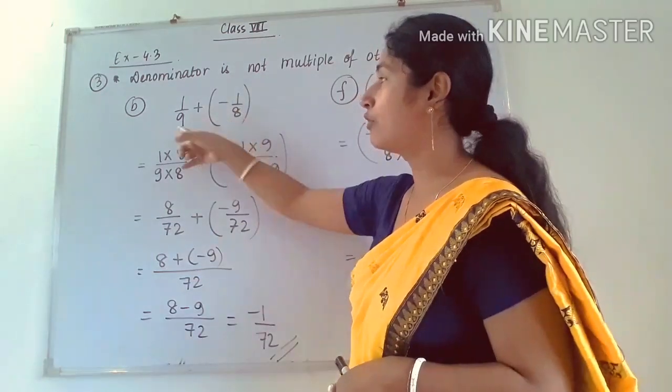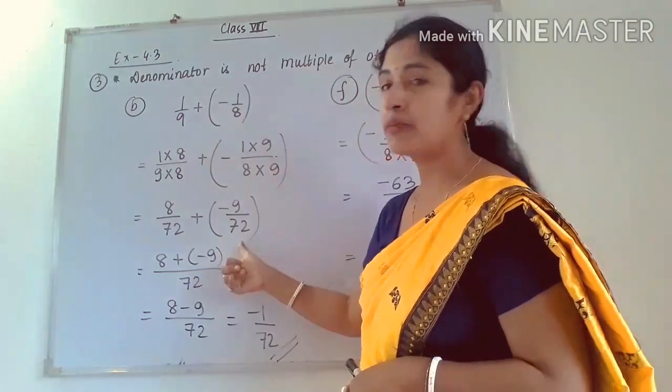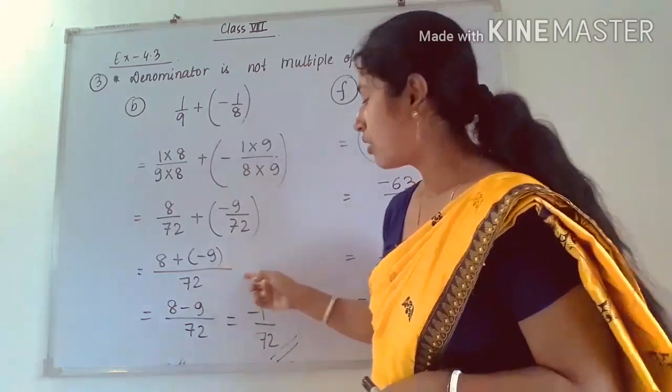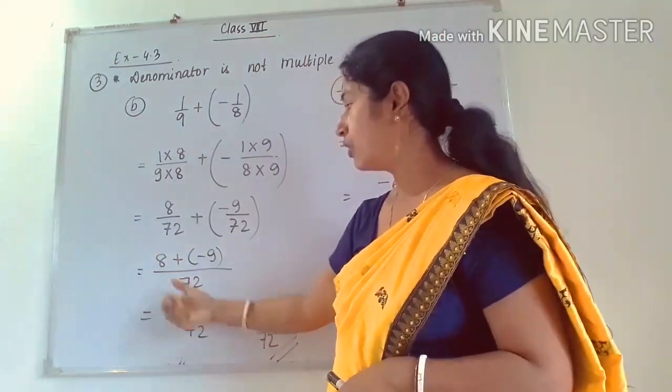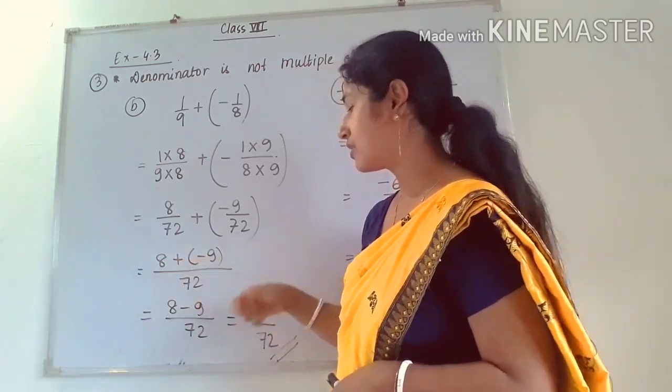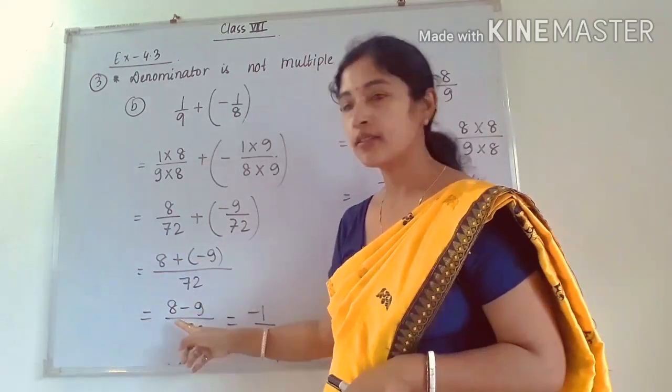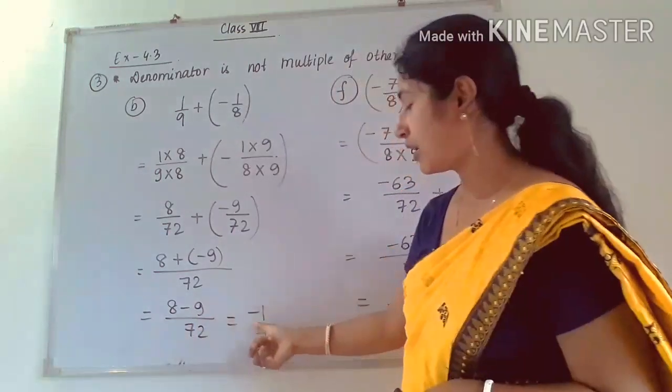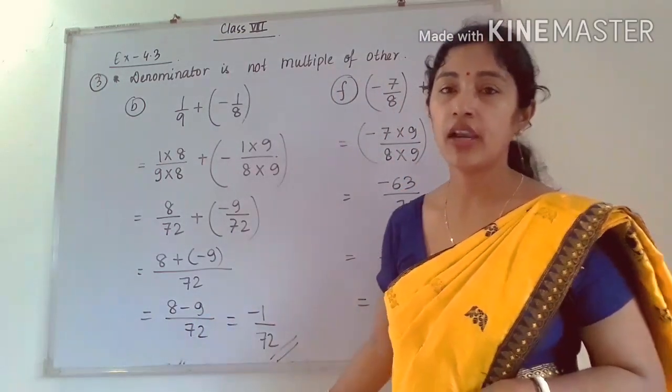Similarly, multiplying 8 with 9, the denominator becomes 72. So now taking the LCM, that is 72. In the numerator, you have to write the numbers as they are, that means 8 plus minus 9. So plus minus will become minus. 8 minus 9 will be minus 1 by 72, which is the final answer.